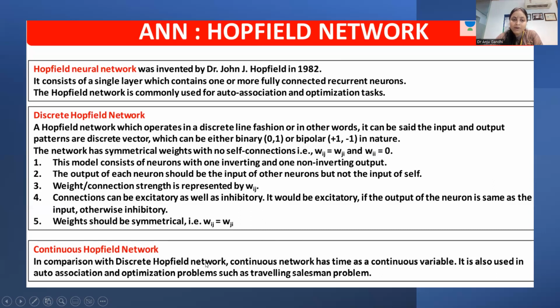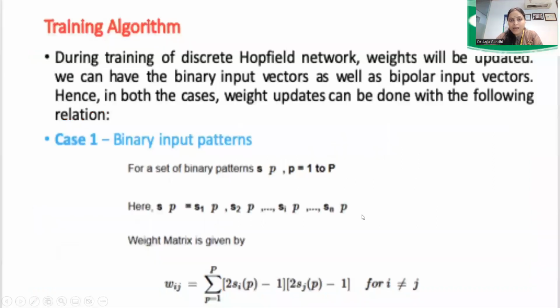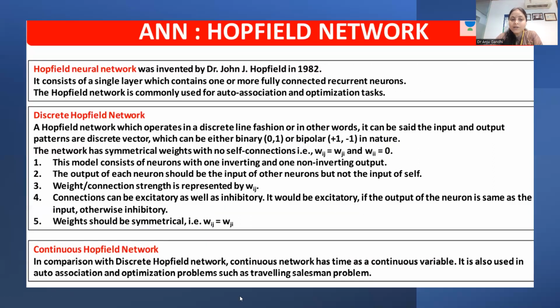In the same way, we have a continuous network, as time is a continuous variable. It is also used in auto-association and optimization problems such as the traveling salesperson problem, right? So this is what we have in a Hopfield network. Further, we will cover its training algorithm, its testing algorithm, and we will perform the numericals on Hopfield networks, right?